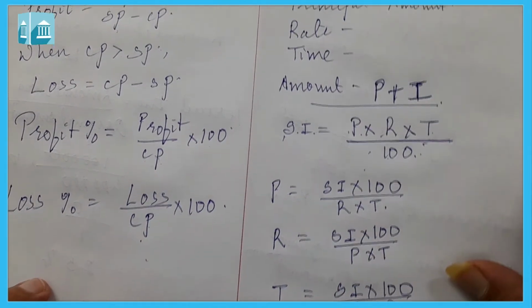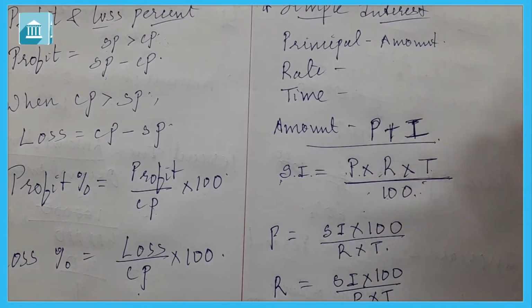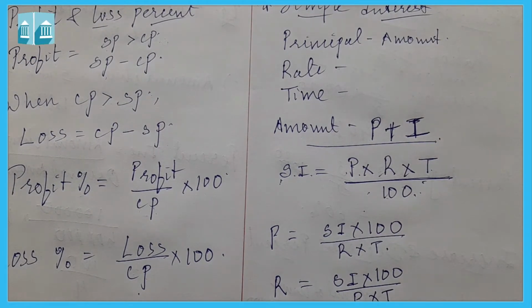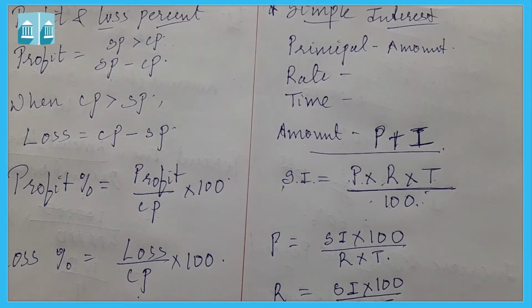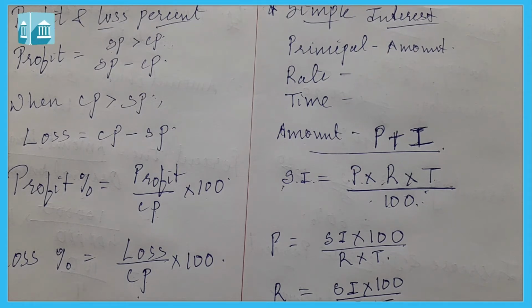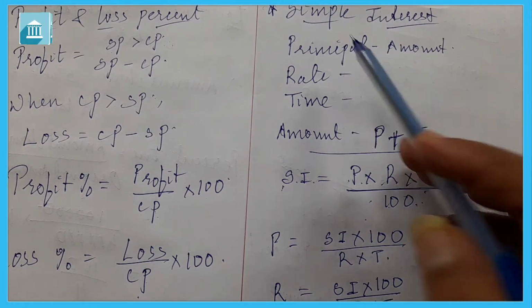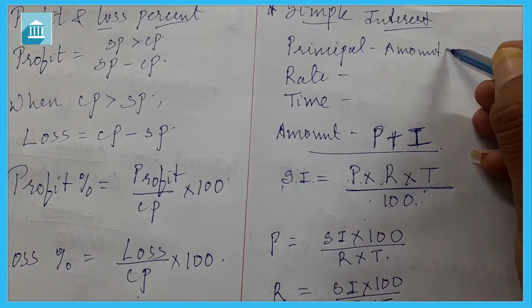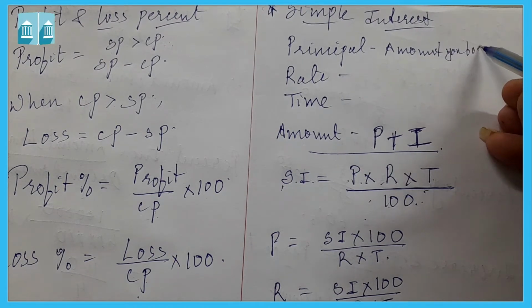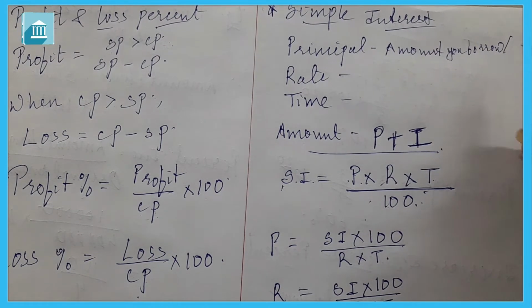So again I am repeating this simple interest. Simple interest is the extra amount which is given by the bank or taken by the bank if you had borrowed or deposited. If you had deposited, the bank will give you simple interest. If you had borrowed the amount, then they will take simple interest from you. That simple interest is the extra money which you have to pay or you will get. Then principal is the amount which you borrow or deposit. Then amount, you can say, is borrowed or deposited.